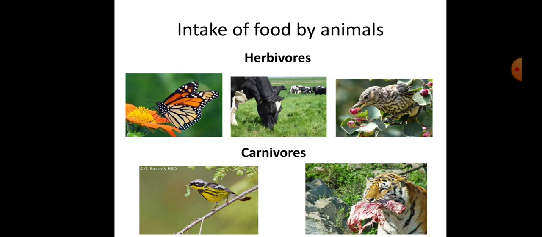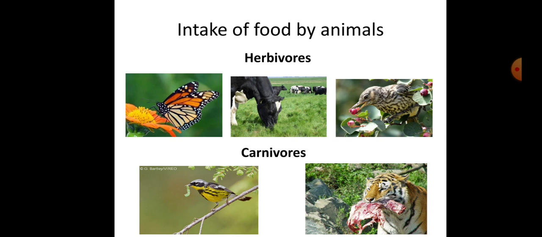So herbivorous animals take the food from the plant, while carnivorous animals, just now here I had shown you one bird which is eating a small worm and a tiger eating flesh. There are various animals which are eating the flesh of other animals. So these are called carnivores. So these animals take the food from other animals, and that's why they are called carnivores.